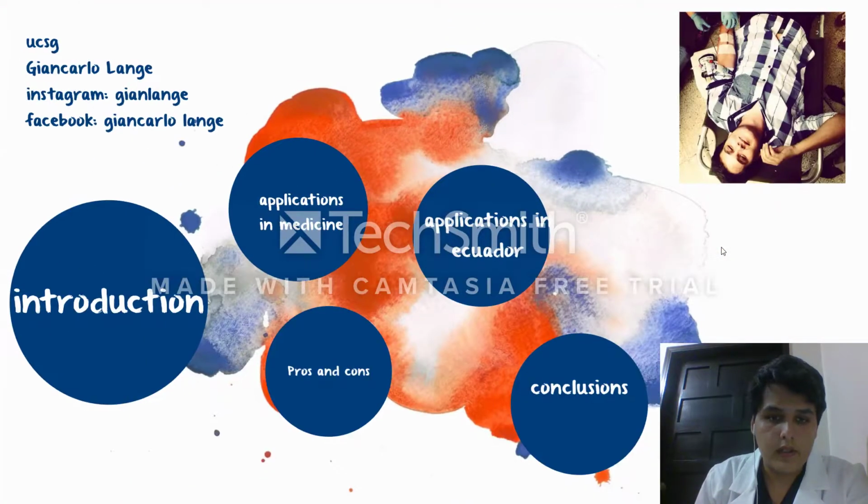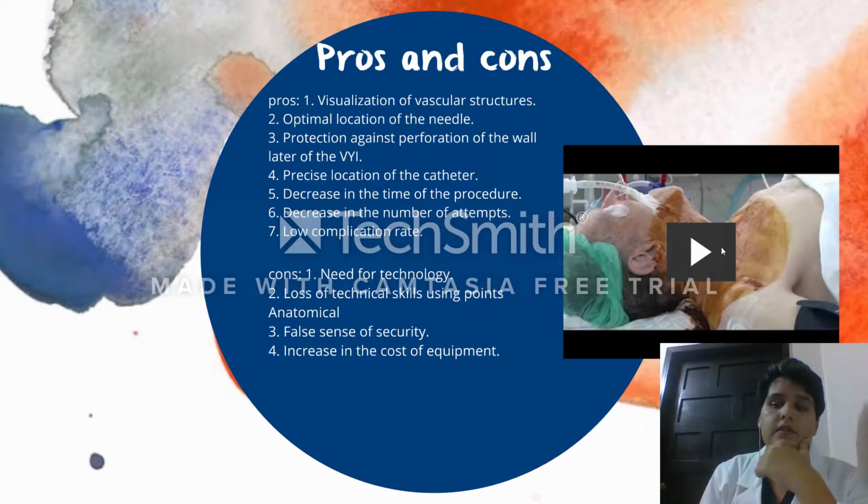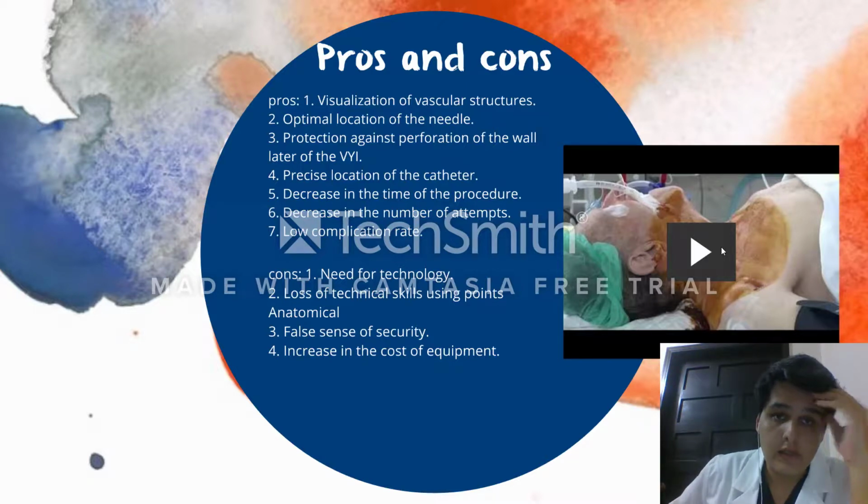Well, let's continue. We're going to talk about the pros and cons of this method. Okay, the pros. The first pro is the visualization of vascular structures. The second, optimal location of the needle. Third, protection against perforation of the lateral wall of the internal jugular vein. And fourth, precise location of the catheter. Decrease in the time of the procedure. Decrease in the number of attempts and low complication rate.